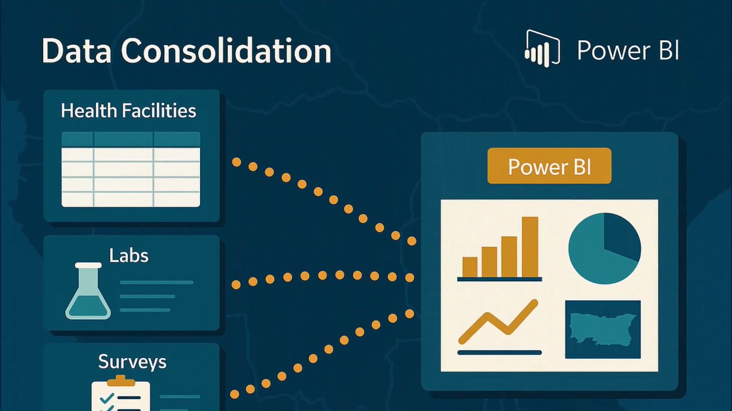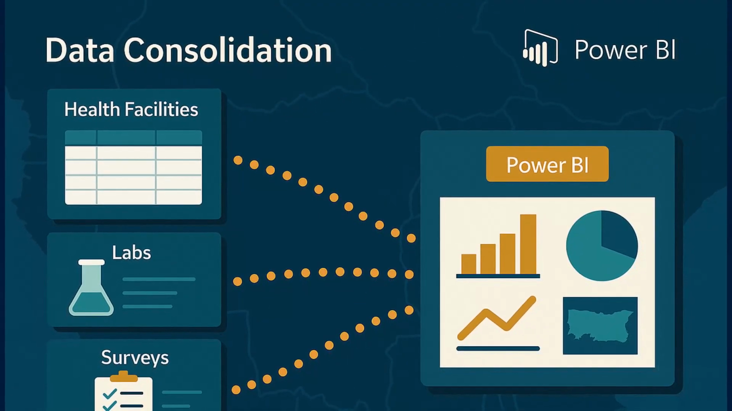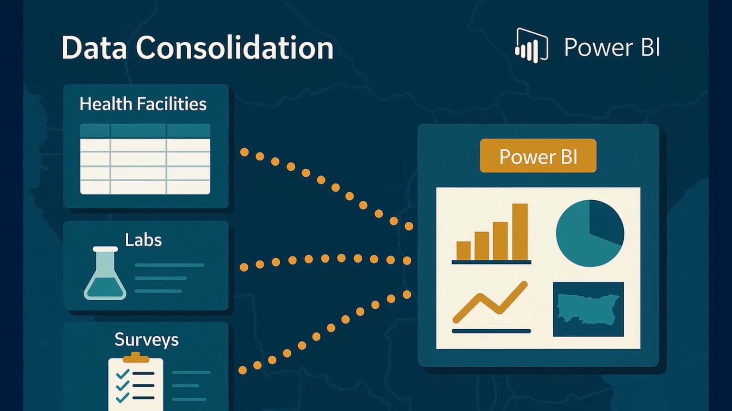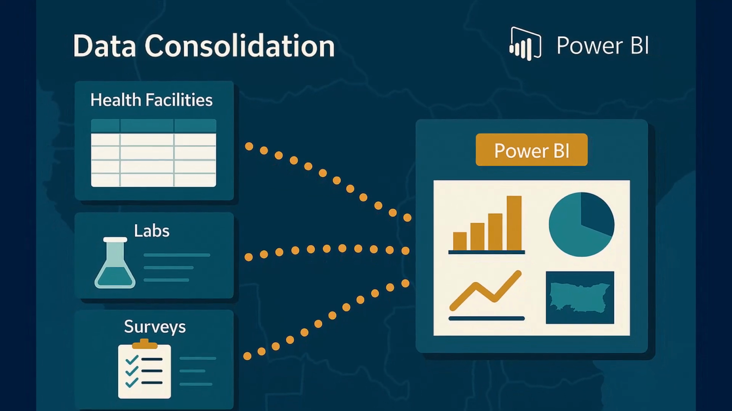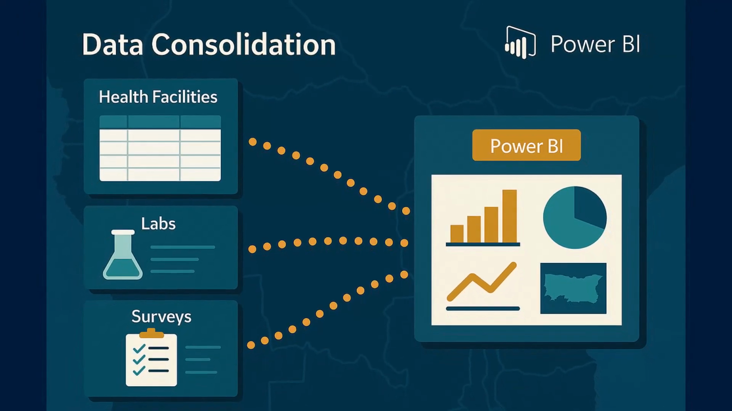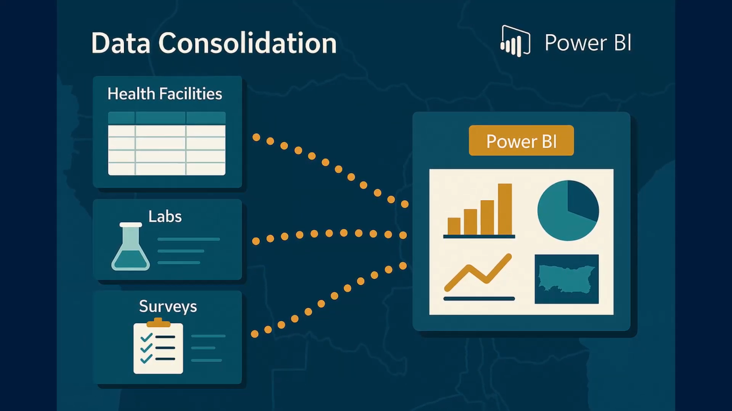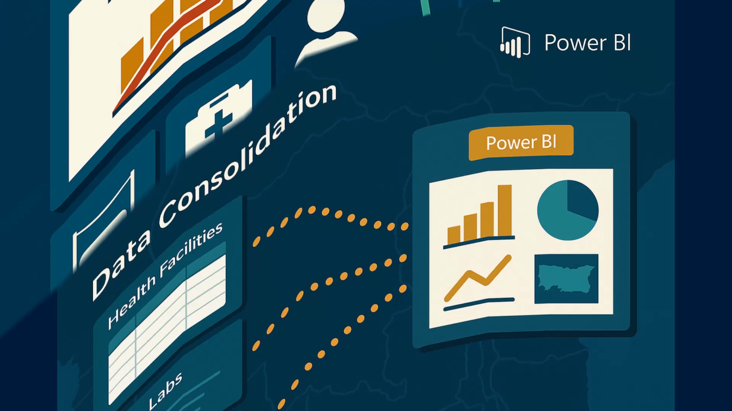Next, data consolidation. Public health data often comes from different places: health facilities, labs, and surveys. Power BI brings all of this together in one dashboard so you don't have to juggle multiple spreadsheets or systems.